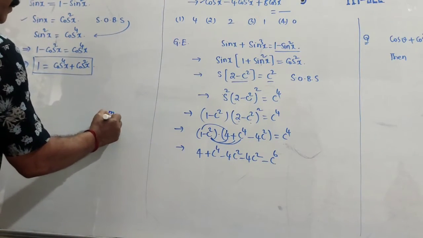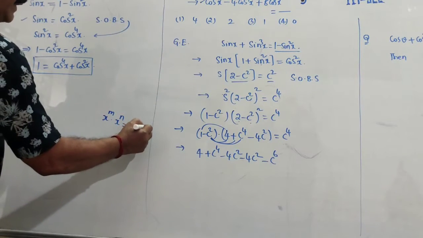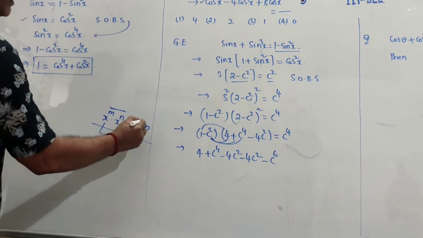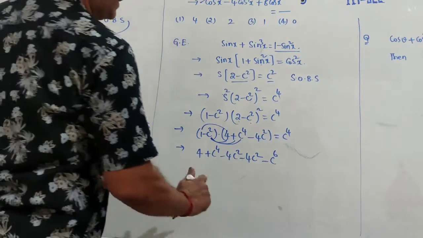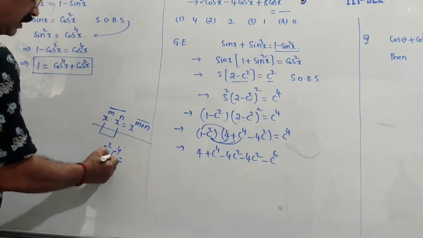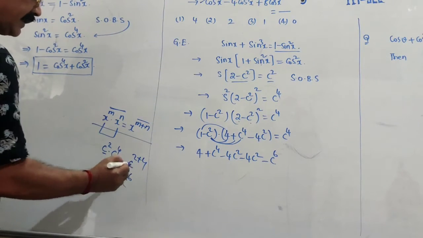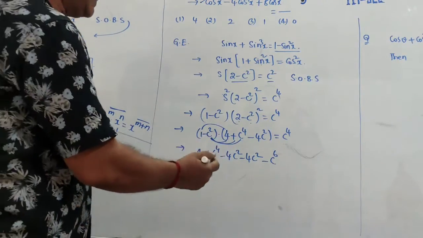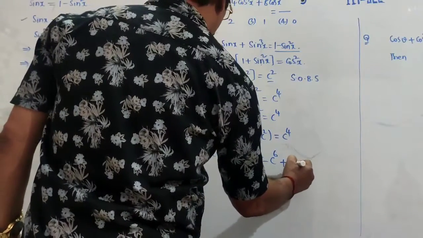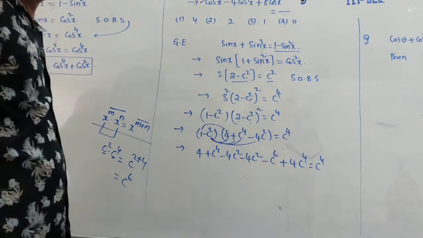Actually x to the power of m into x to the power of n is equal to x to the power of m plus n. When the bases are equal, then add the exponents, m plus n. In the same sense, cos square into cos to the power of 4, cos basis same, 2 plus 4, that is equal to cos to the power of 6. I wrote the same. Next cos square into this one, minus into minus plus 4 cos to the power of 4, that is equal to cos to the power of 4.